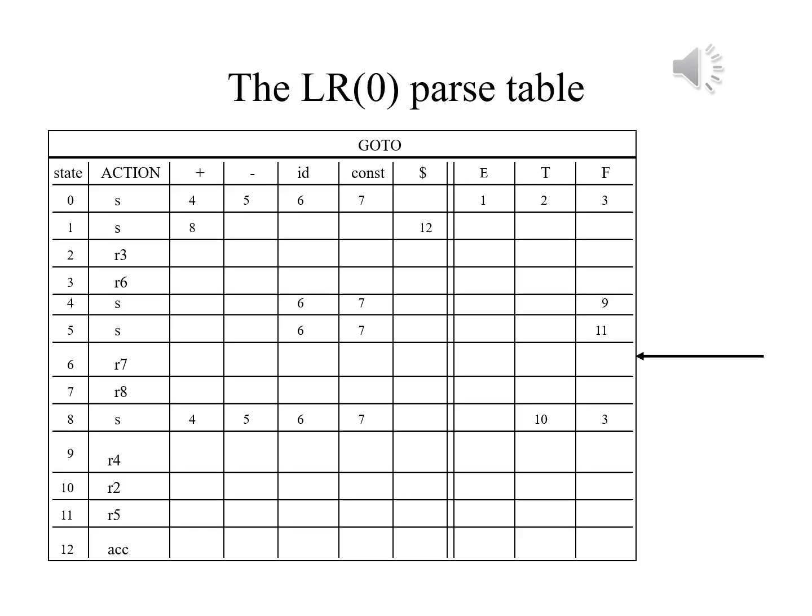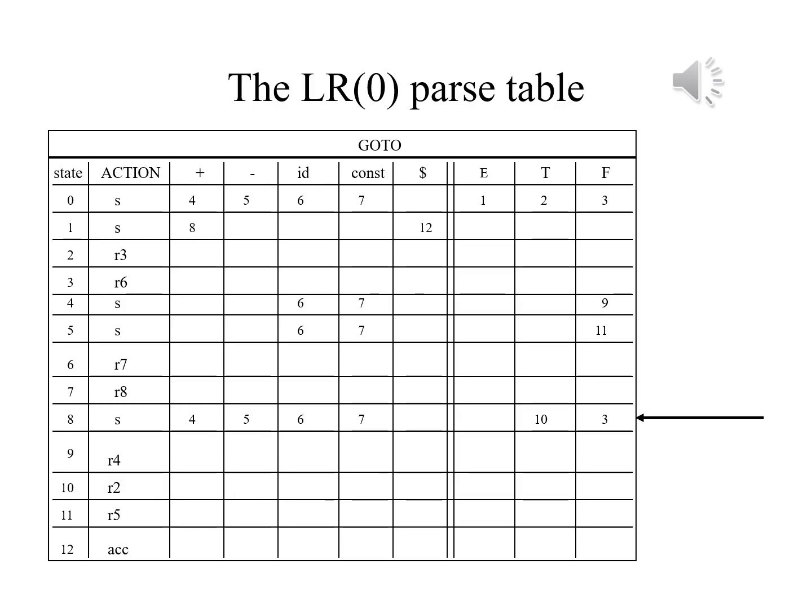State 6 has one final item, F derives ID dot. Therefore, the action is reduce by production 7. State 7 has one final item, F derives const dot. Therefore, the action is reduce by production 8.